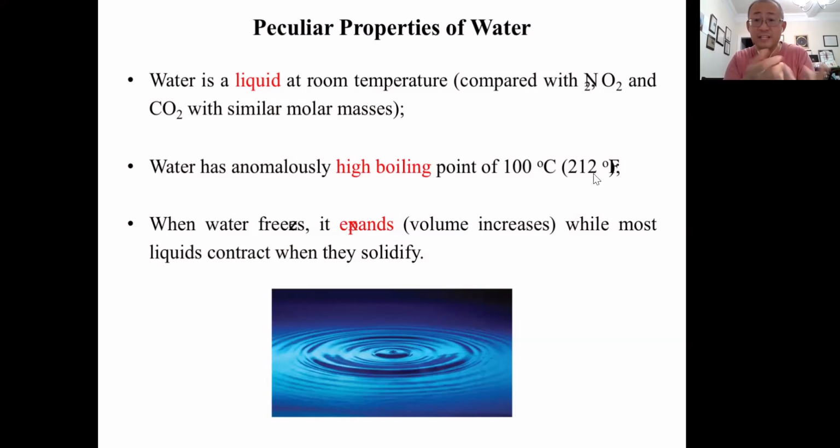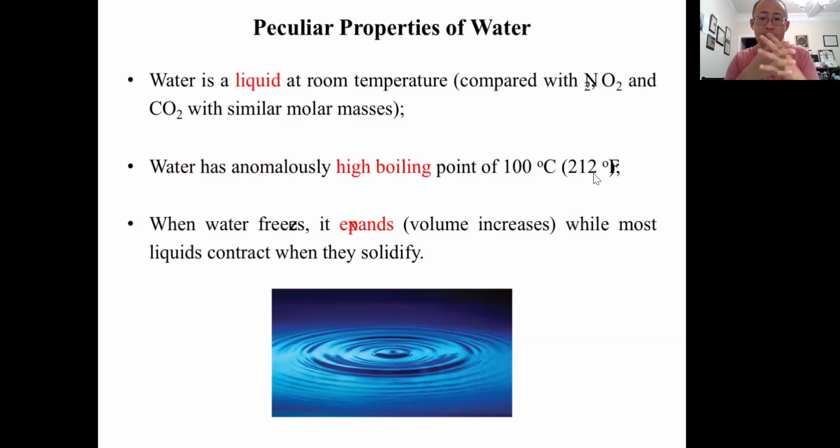Number two is related to that. The reason water is a liquid at room temperature is that water's boiling point is relatively high. Water has an anomalously high boiling point of 100 degrees Celsius, much higher than these gases, and much higher than other liquids.